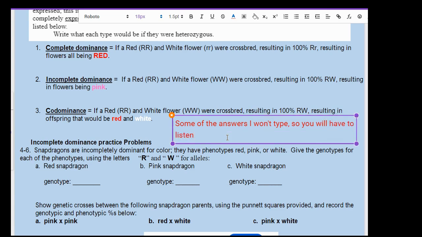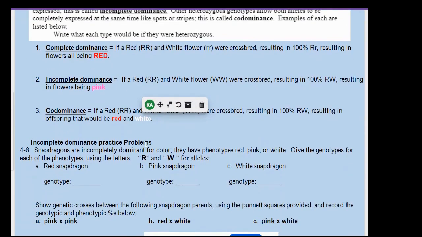All right, so don't type that. I'm just typing that for people that don't listen. All right, so here we go. First one we're going to do is incomplete dominance.